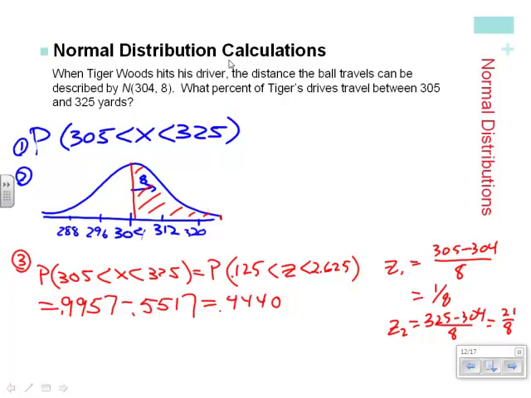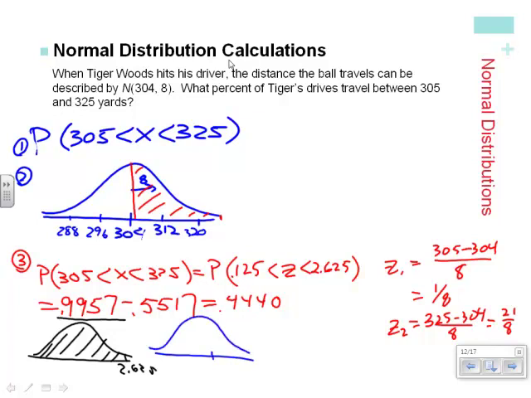If you want it more visually, here's the distribution, and here I am at a z value of 2.625, and there's all that value there, and that's my 99.57. Here's the same distribution in blue, and here I am at the 0.125 z value, and there's the 0.5517. Essentially, I'm going to take the black area and subtract off the blue area, the part that I don't want anymore. I don't want the stuff that's less than 0.125, which is equivalent to the drives that are less than 305 yards.